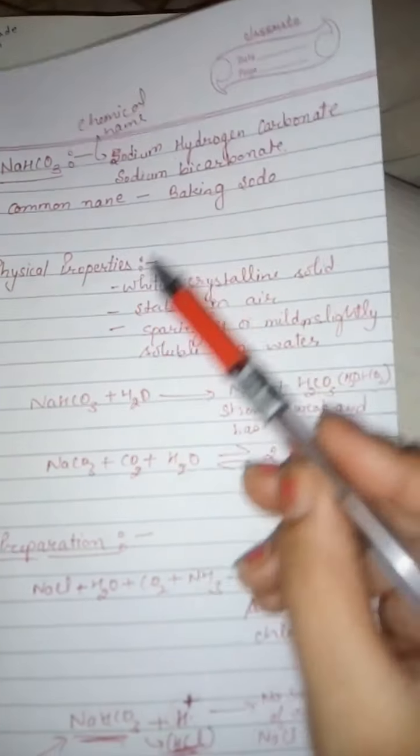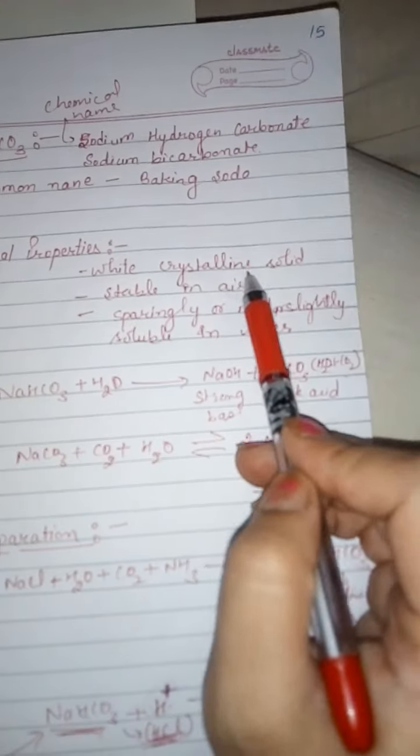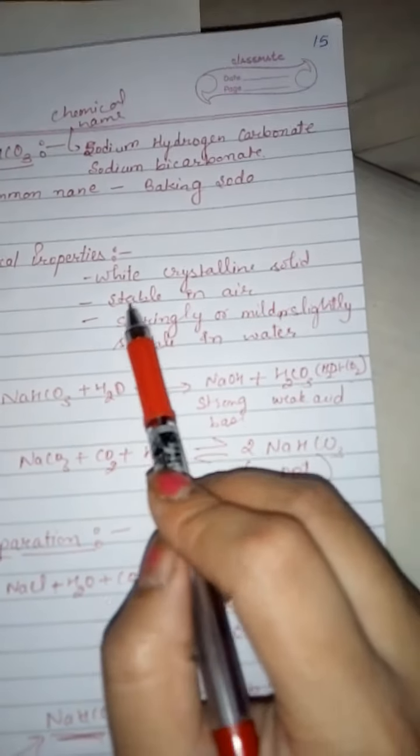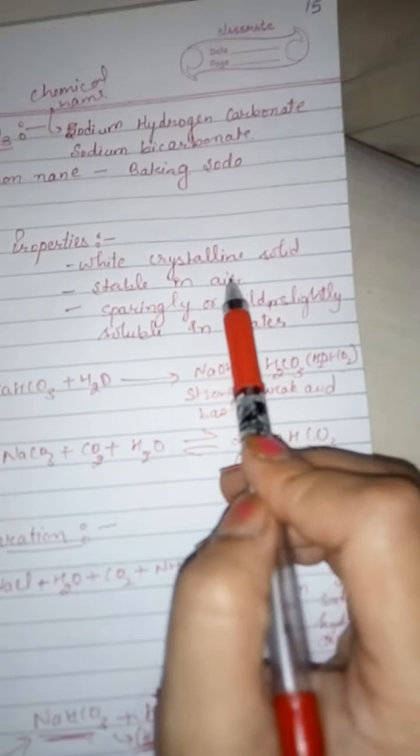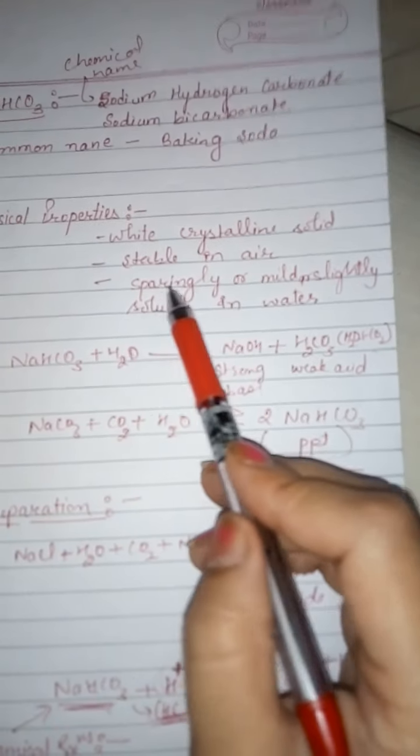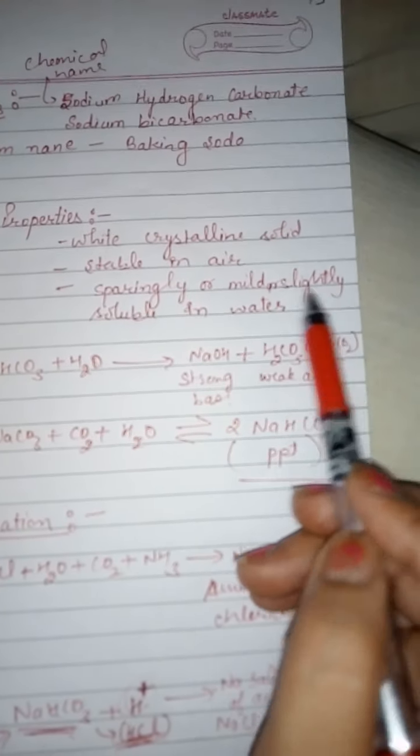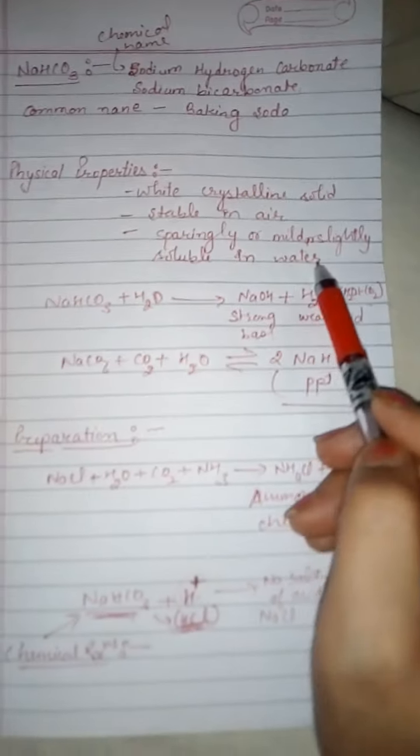Physical properties: it is a white crystalline solid, that is, it is in crystalline form. It is stable in air. It is sparingly, or you can say slightly, soluble in water.